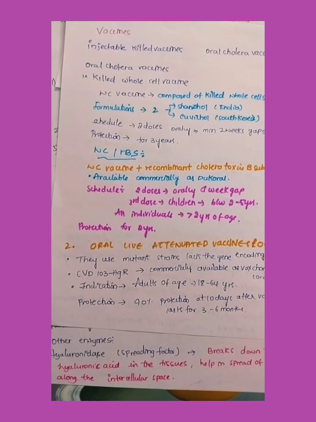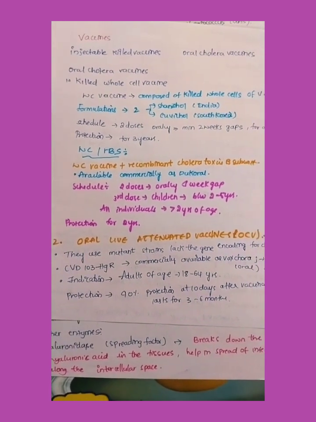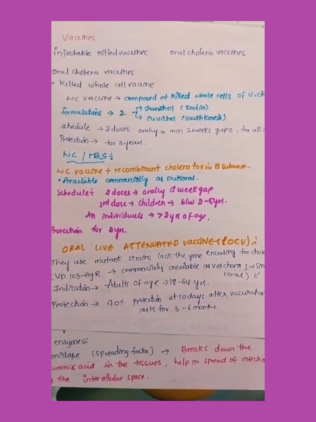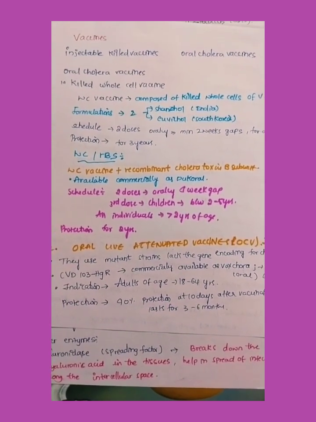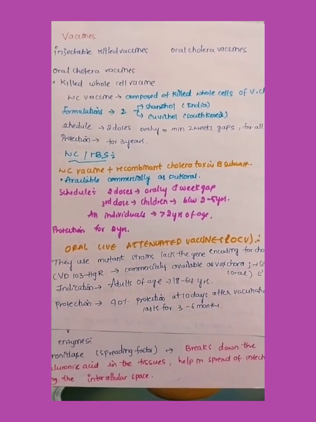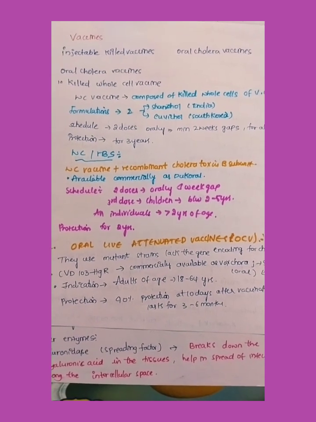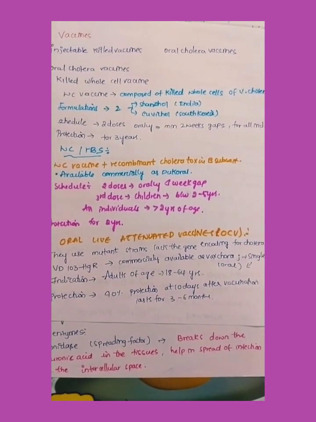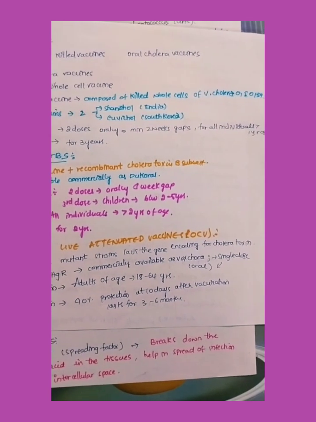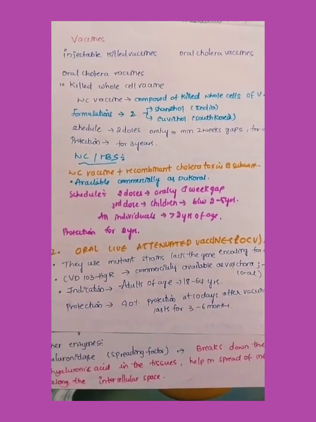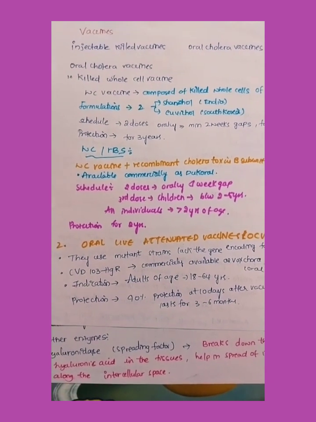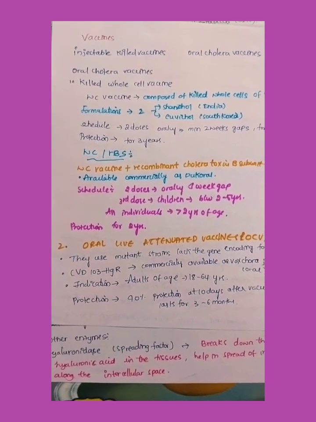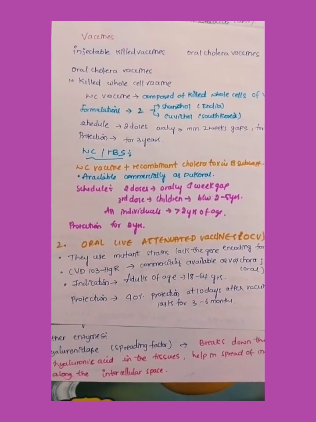Oral cholera vaccines, killed whole cell vaccine: the whole cell vaccine is composed of killed whole cells of Vibrio cholerae. There are two formulations, Shanchol in India and Euvichol in South Korea. Schedule is 2 doses orally, with a minimum 2 week gap, for all individuals older than 1 year. Protection lasts for 3 years.